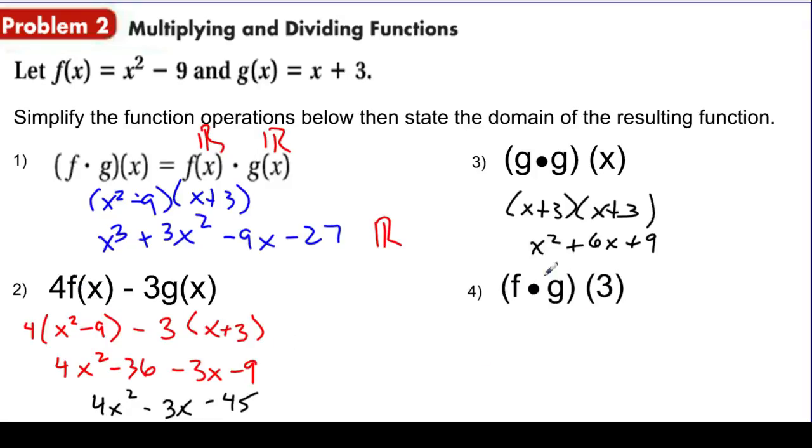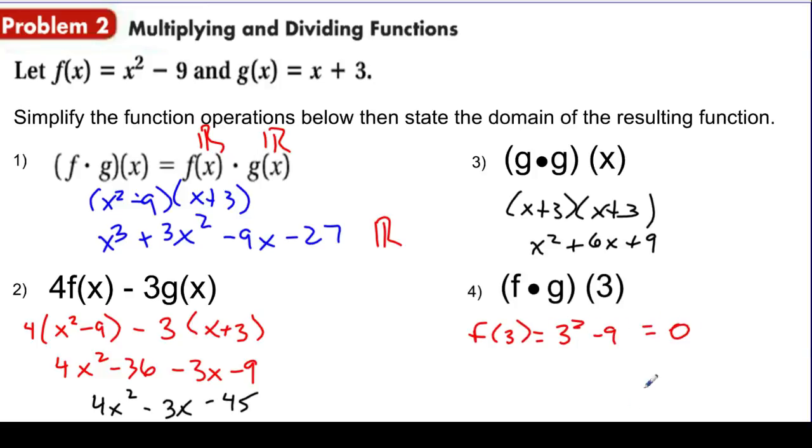Okay, the last one, I'm asking you to do f of g like I did up here, but instead of putting x, I actually put a number in this spot. So I'm actually asking you to plug in to f of x and plug into g of x the same thing. So here's what I want to show you with this one. When I have f times g of x, I have two options. I could take 3 and I can say, let me do f of 3, which is 3 squared minus 9.